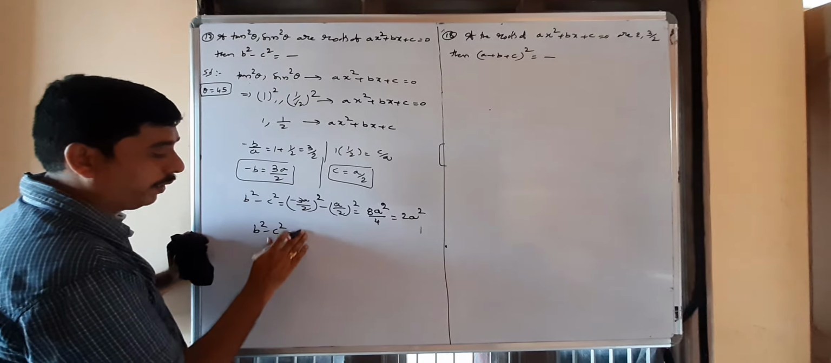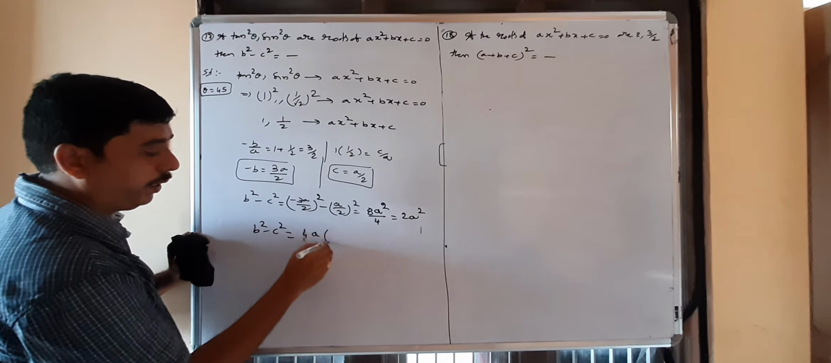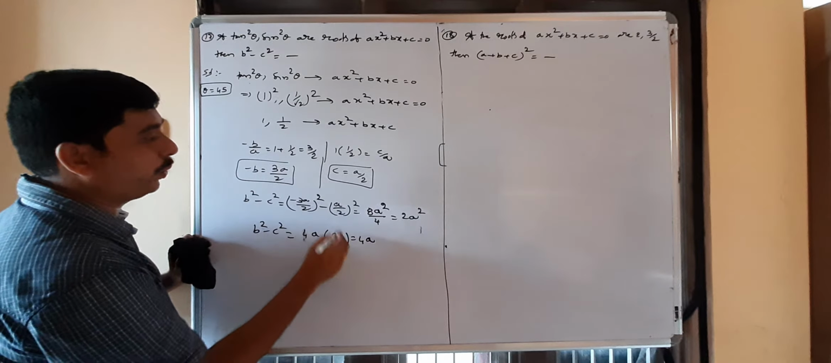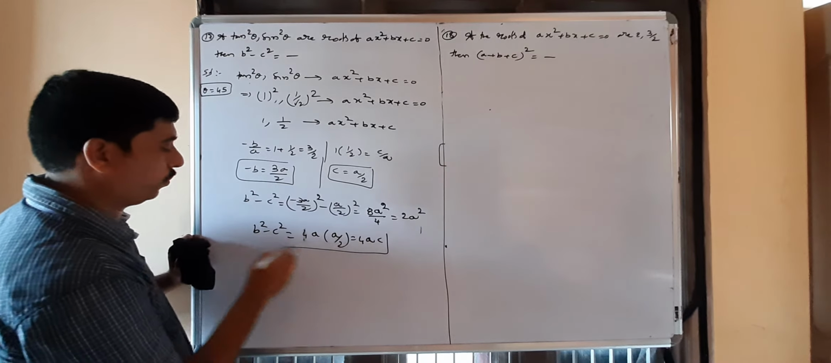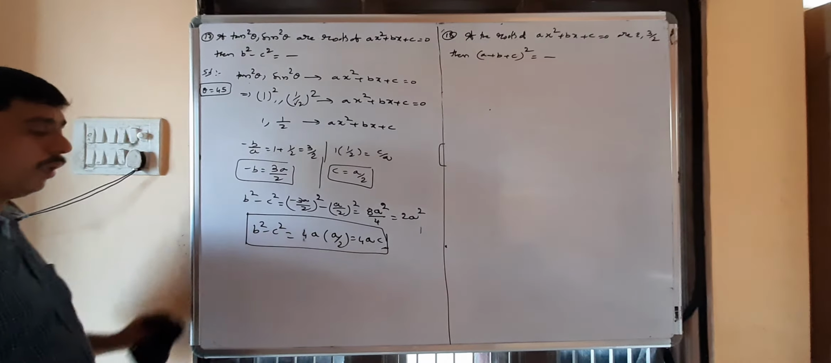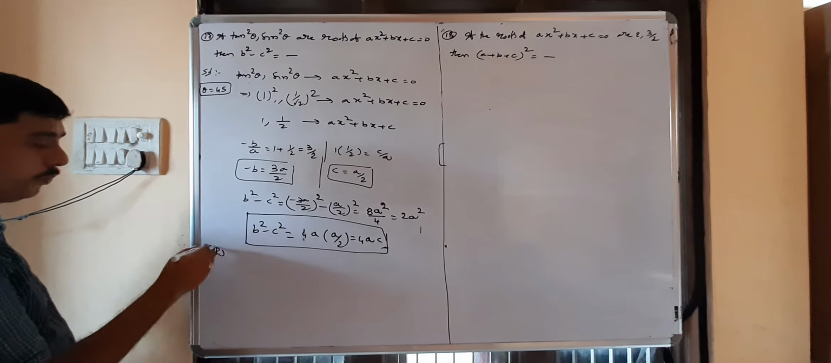2a square I will write as 4 into a by 2, so 4a into a by 2, whose value is c. That is 4ac. It is in terms of the options given, so I cannot take c alone. Otherwise, you can go for the general method also.